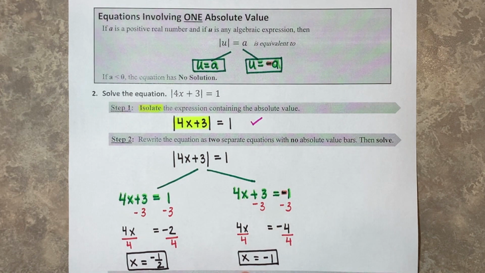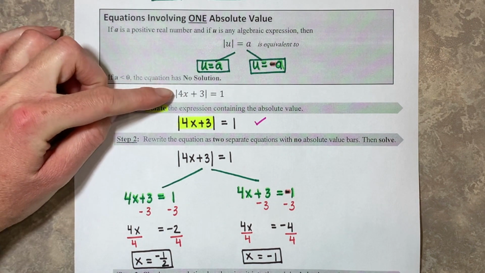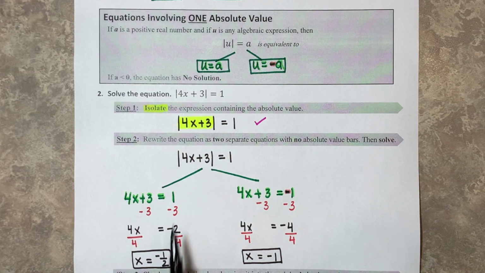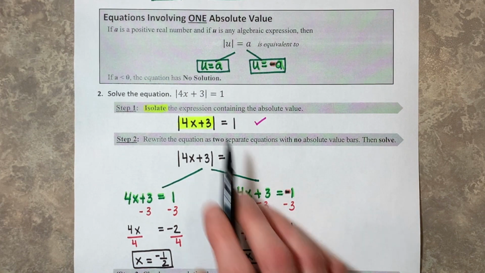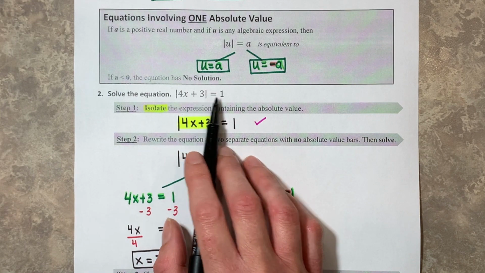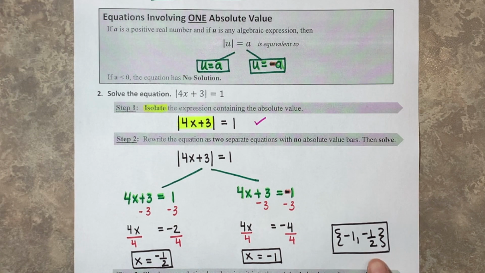So we have two solutions here, and you can always check your solutions by plugging them into the original problem. Plug in -1/2 for x and make sure that gives you 1. Then plug in -1 for x and make sure that also gives you 1. And you can write your final answer like this, or if you're required to write your answer using solution set notation, you would write your answer like this.